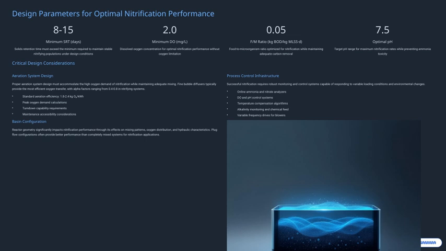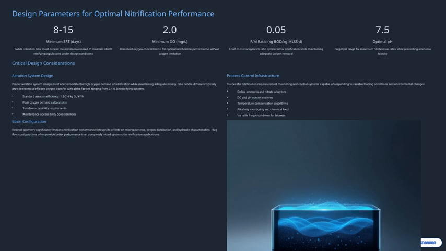Moving on, the food-to-microorganism ratio, or F/M ratio, should be about 0.05 kg BOD per kg MLSS per day. This ratio is optimized to support nitrification while still allowing for effective carbon removal. Balancing this helps ensure the bacteria have enough food without becoming overwhelmed.